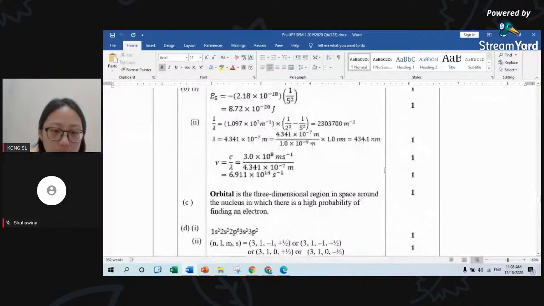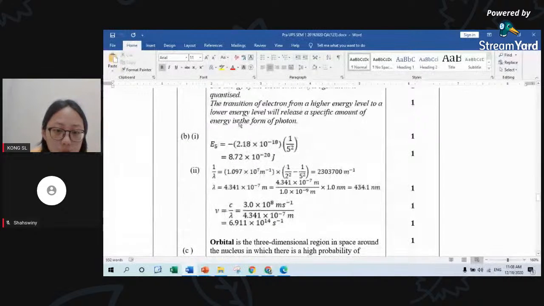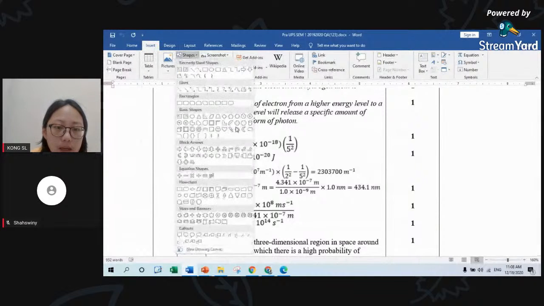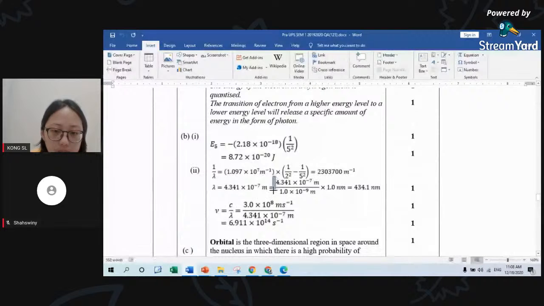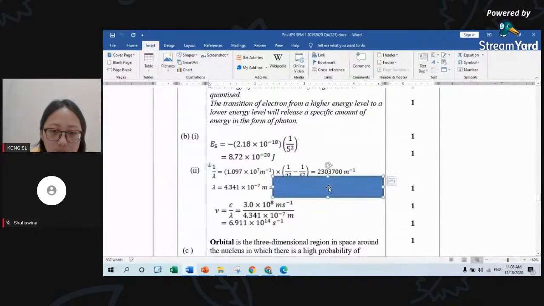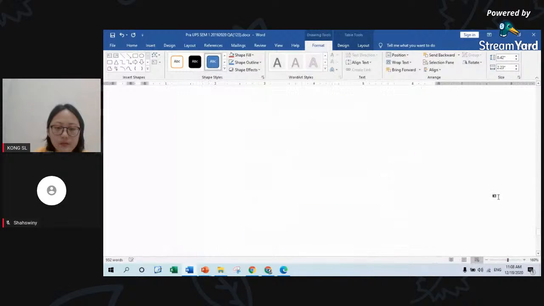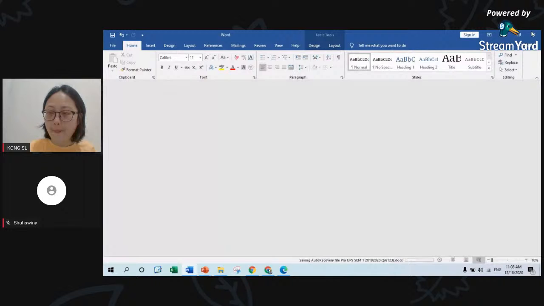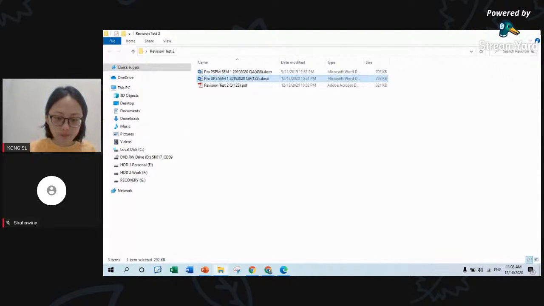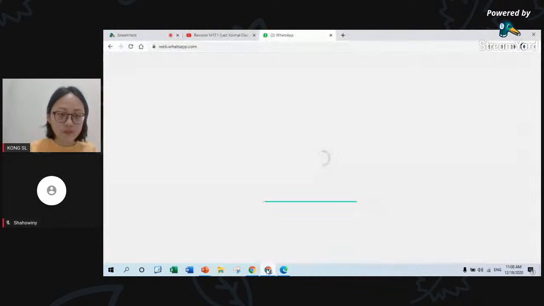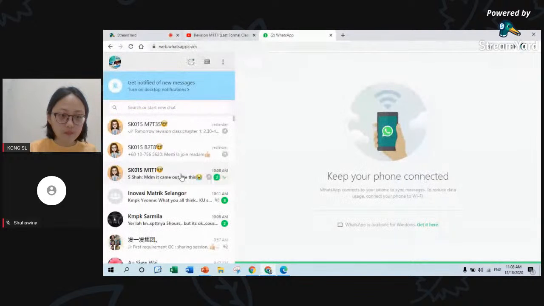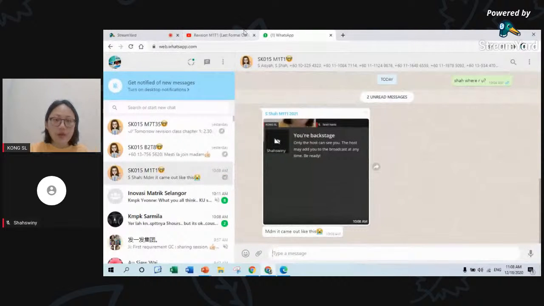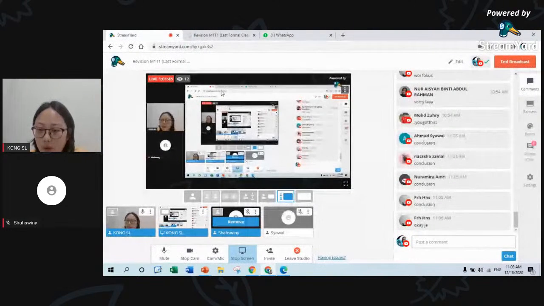Okay, if you check the calculation over here, actually you no need to convert to nanometer because the question didn't ask about nanometer. So you just remain your answer like this. It's enough. Okay, settle. Okay, so that's all for today. Later I will conclude.